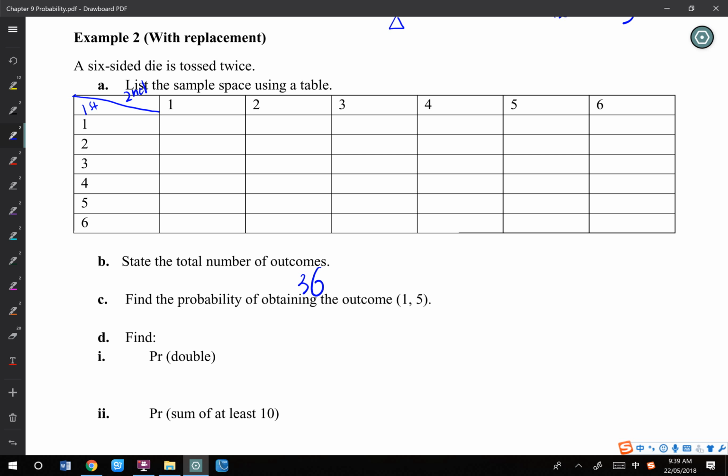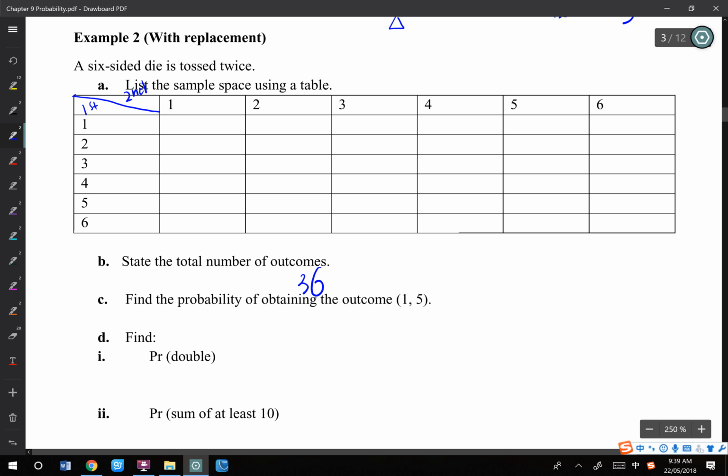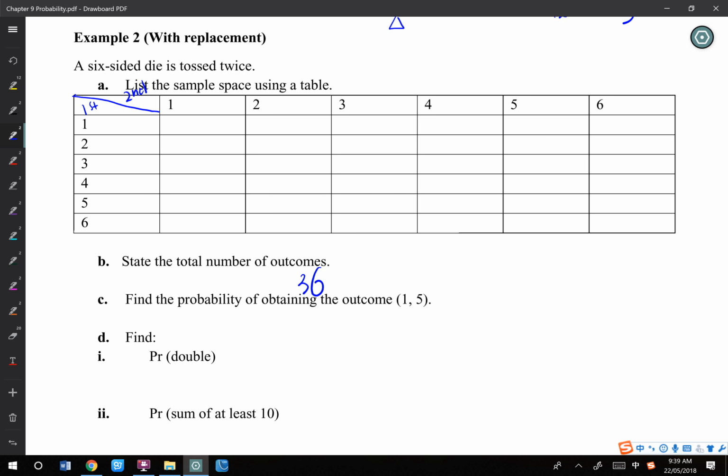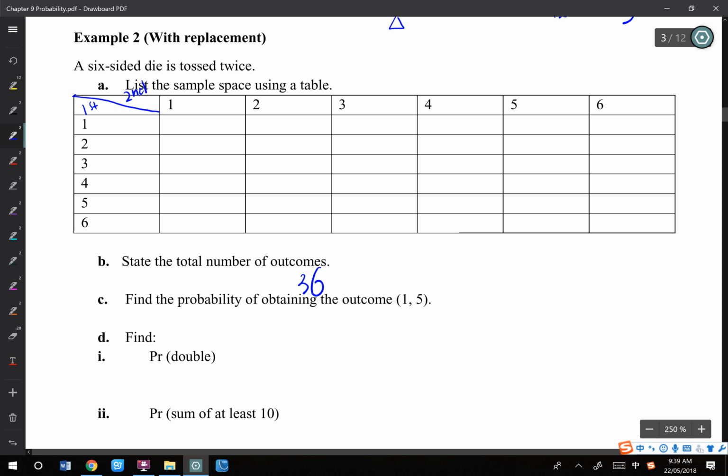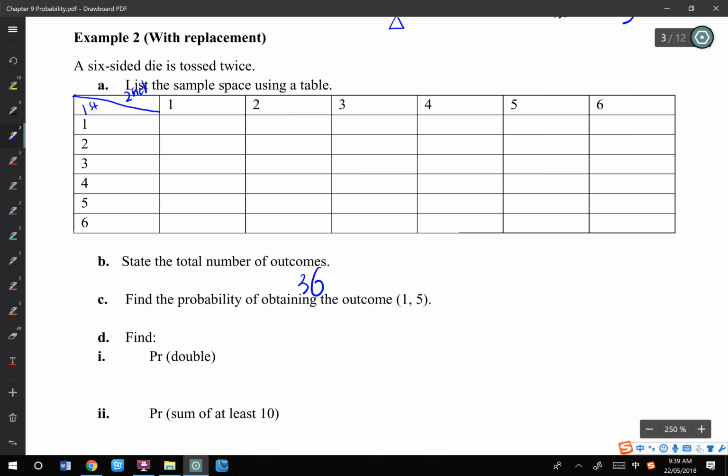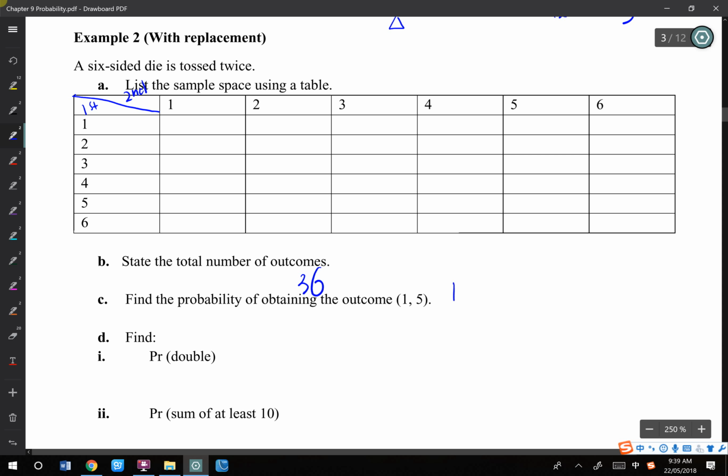Well, I don't really want to fill in that table with 36 numbers. It's not that fun. But find the probability of obtaining the outcome 1, 5. How many 1, 5 do you think you get? 2 or 1? 1, 5 means with order. 1 first and then 5. 1 only. You only have one case to get a first 1 and second 5. There's no second time you can get the same thing. So the probability of 1, 5 is 1 on 36. There's only one such outcome.